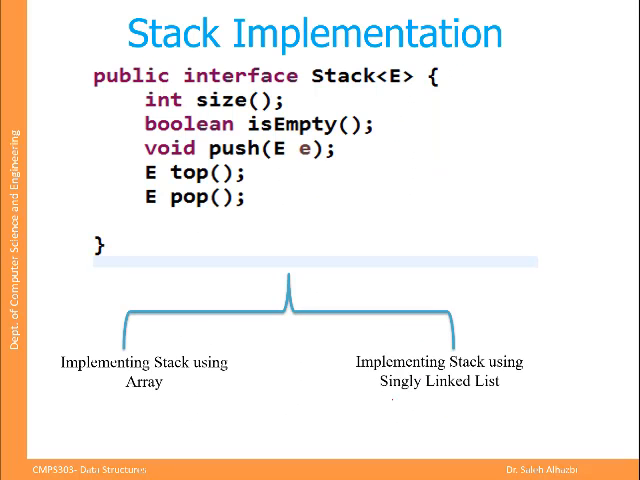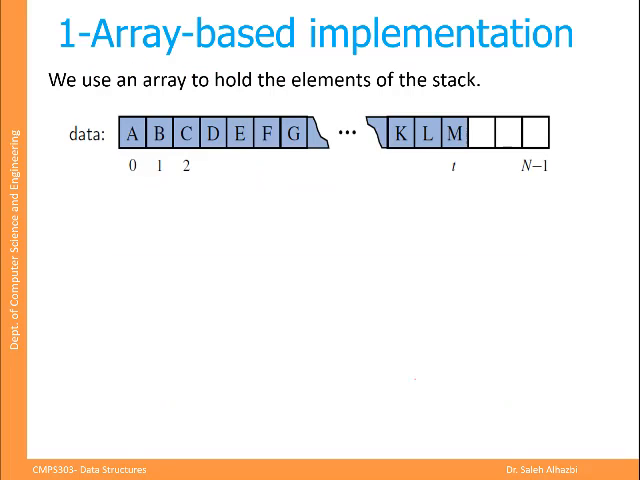Now how to implement the stack? Assuming that we have a stack as an interface, we have the main methods in the stack, which are size, is empty, push, top, pop. Now we want to implement them. Here we have two options, or we can do it in two ways. Either we will implement this concept using an array, or using a singly linked list. Let's see how we will implement the stack using an array.